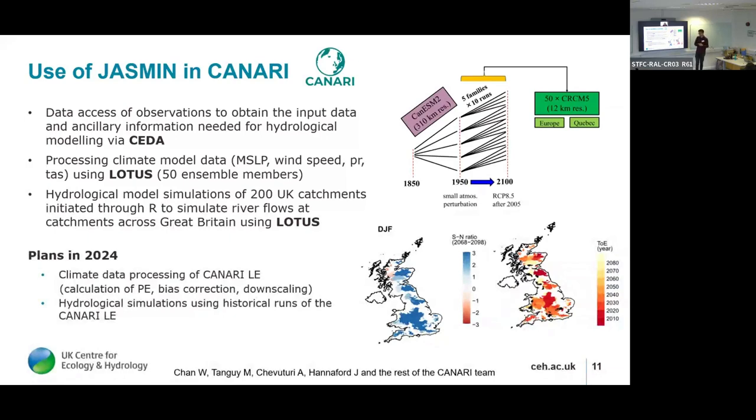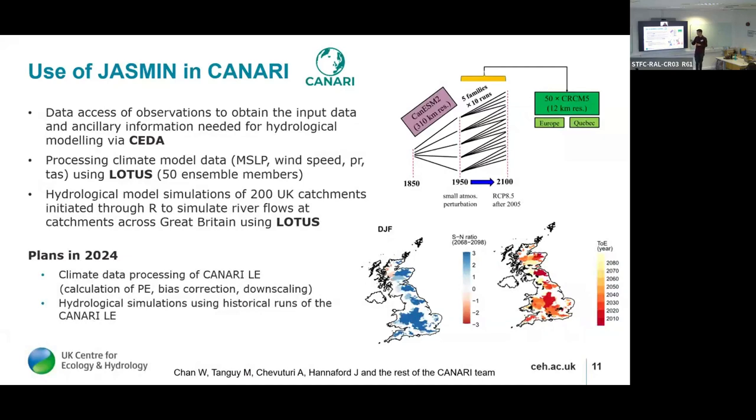And the second way I'm using JASMIN is processing climate model data. This includes storing, processing, and calculating indices from climate variables such as sea level pressure, wind speed, precipitation, temperature, and so on. And Amulya mentioned the standardized indices in the first slide. So we're also calculating things like the standardized precipitation index and standardized river flow indices using large ensemble climate model datasets. These are easier and quicker to do through the compute power that JASMIN provides.